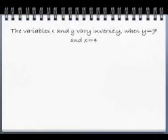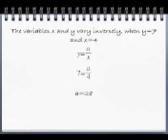The variables X and Y vary inversely when Y is equal to 7 and X is equal to 4. First, Y is equal to A divided by X. You write the general equation for inverse variation. Then, 7 is equal to A divided by 4. You substitute 7 for Y and 4 for X. Now, A is equal to 28. You solve for A.